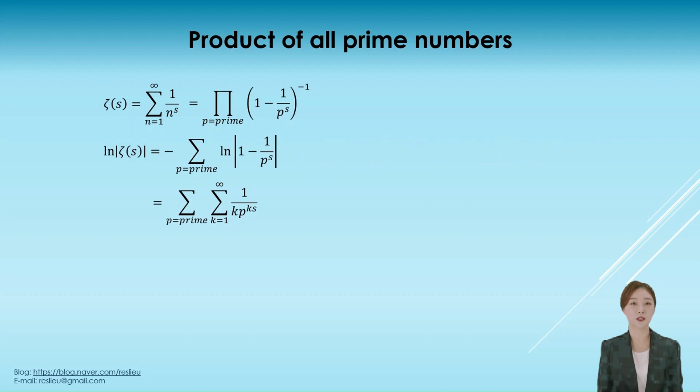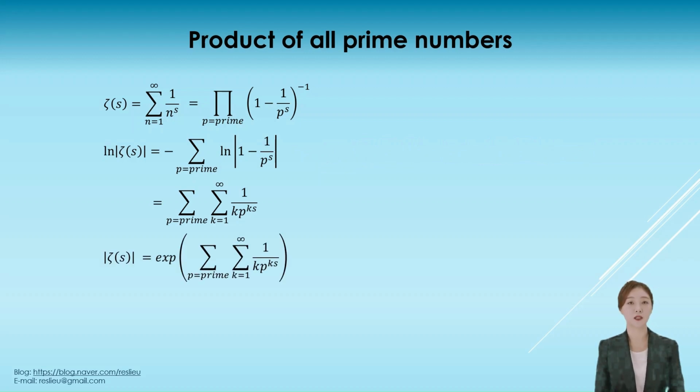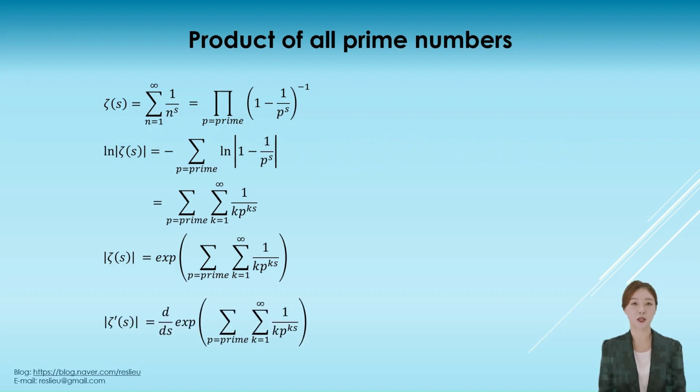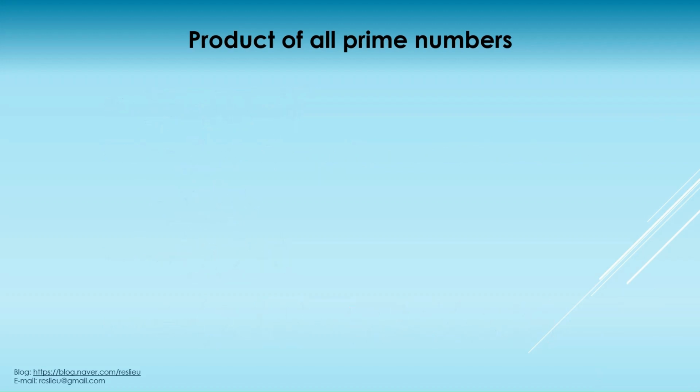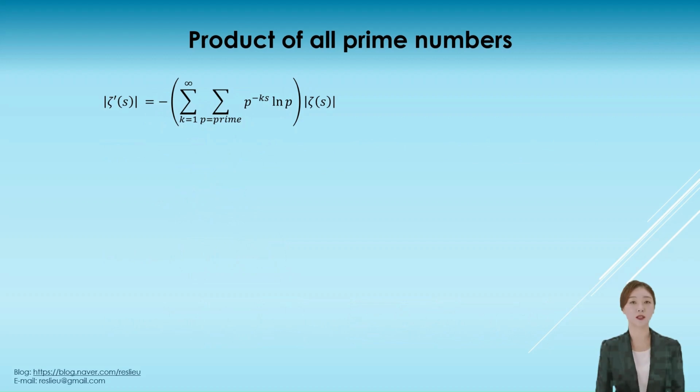The above zeta function can be expressed again as an exponential function, and the zeta function is differentiated. The differentiation of the exponential function is an exponential function, but the sum in parentheses is differentiated. K is eliminated and it is equal to minus log p over p to the power of ks. Therefore, zeta prime s can be expressed as the differentiated part above times zeta s.